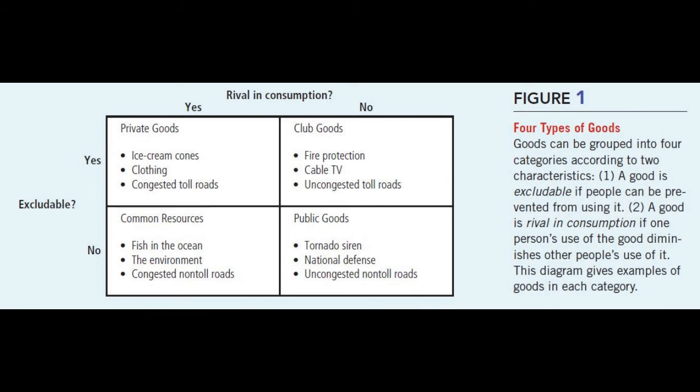So if a good is both excludable and rival in consumption, we call those private goods. So this is a marker, an ice cream cone, anything that you buy with the intention to use yourself.